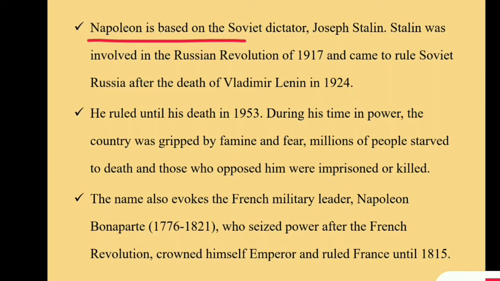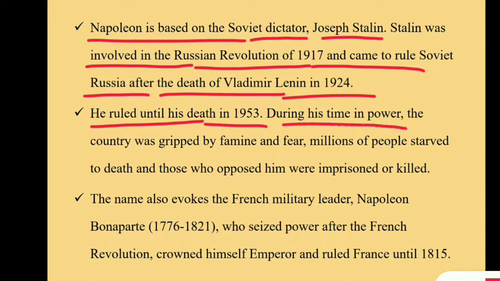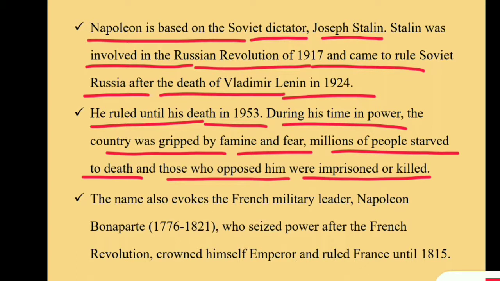Napoleon is based on the Soviet dictator Joseph Stalin. Stalin was involved in the Russian Revolution in 1917 and came to rule Soviet Russia after the death of Vladimir Lenin in 1924. He ruled until his death in 1953. During his time in power, the country was gripped by famine and fear. Millions of people starved to death, and those who opposed him were imprisoned or killed.